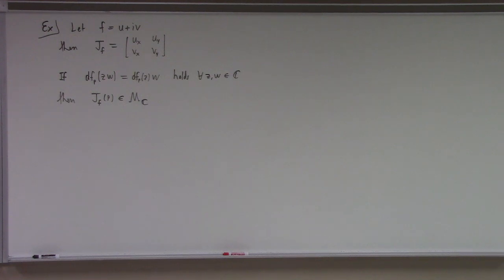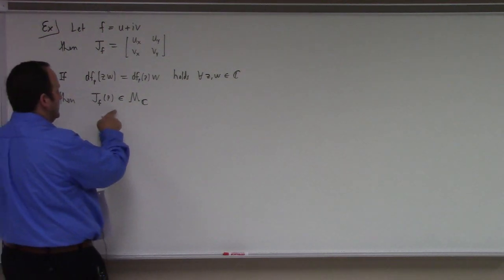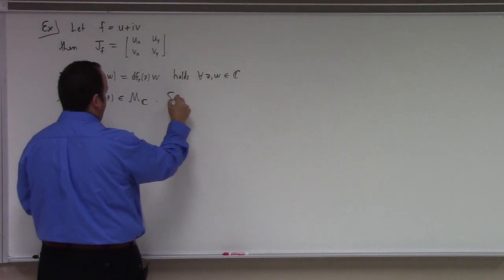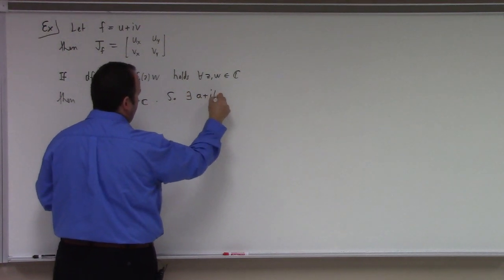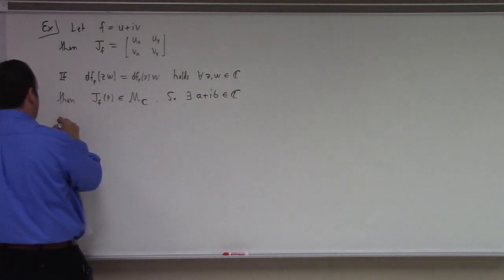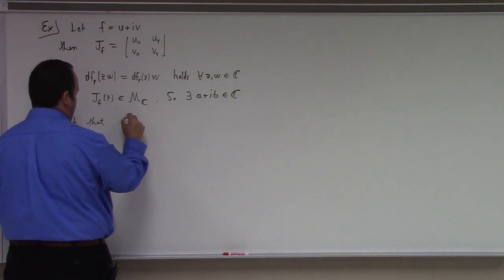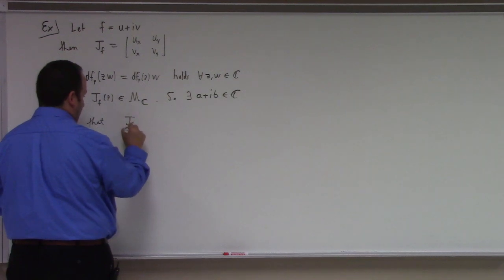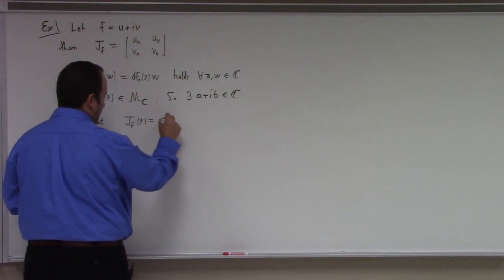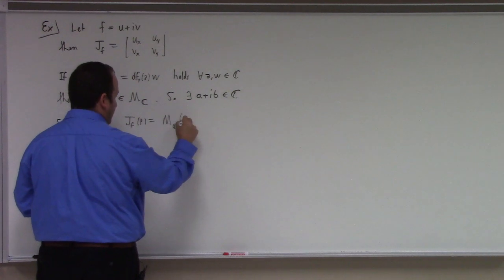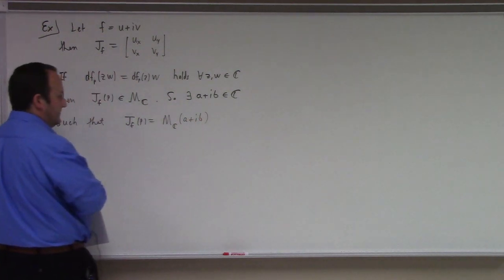This is one of the things we learned, that there's an equivalence between the right linearity of the differential and its matrix being in the regular representation of the algebra. What does this mean for complex numbers? For complex numbers, this means that there exists a plus ib in the complexes such that the Jacobian of f at the point P is equal to the complex matrix representation of a plus ib, right?